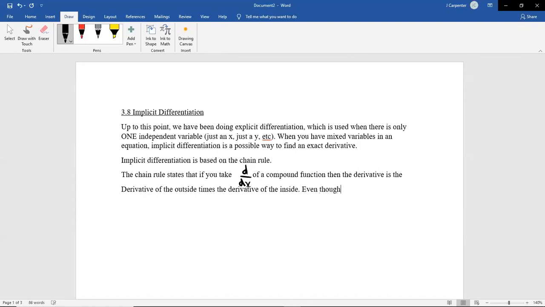Even though you may not be able to solve for, say, y as a function of x, it can still be thought of that way. I.e., y could be considered a compound function.